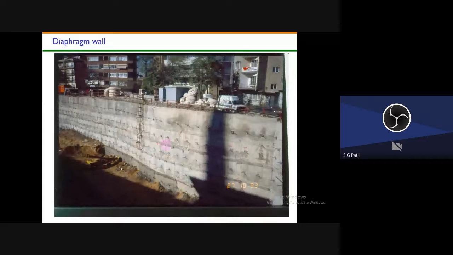Again, this is another example of a diaphragm wall. Usually we use these diaphragm walls in metro stations, underground metro stations. This is also a kind of retaining wall.